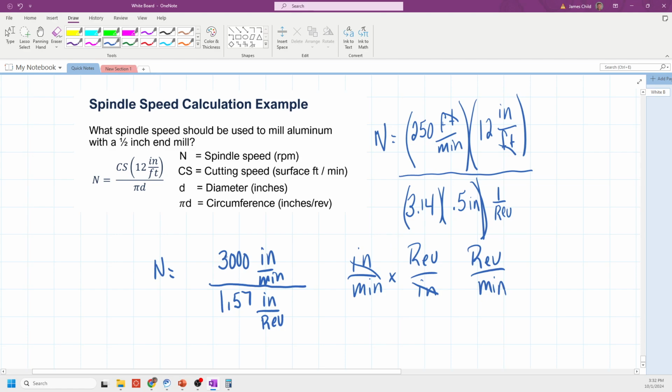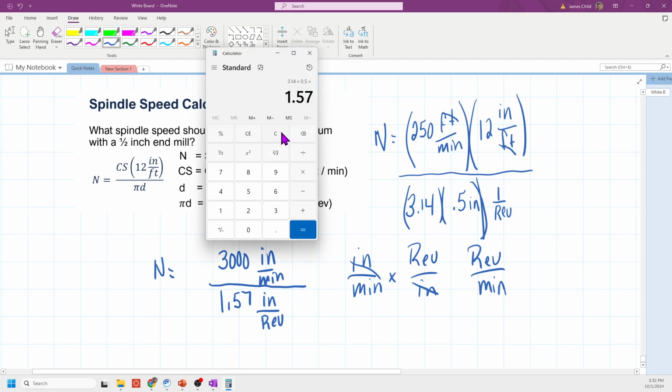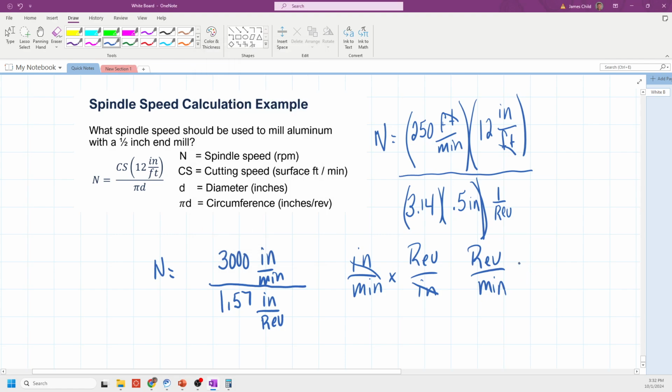Then I need to take my 3,000 and divide it by the 1.57. So 3,000 divided by 1.57 equals, so my revolutions per minute is 1910.8 something. I'm going to round that down to 1900 RPM. And that is the answer to what my cutting speed should be. My cutting speed should be 1900 RPM.